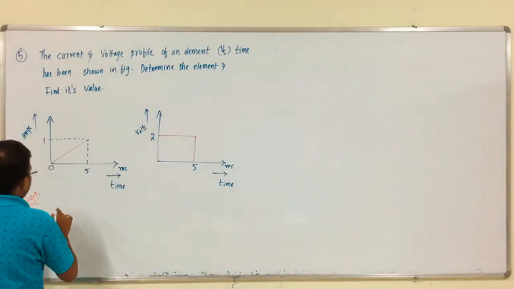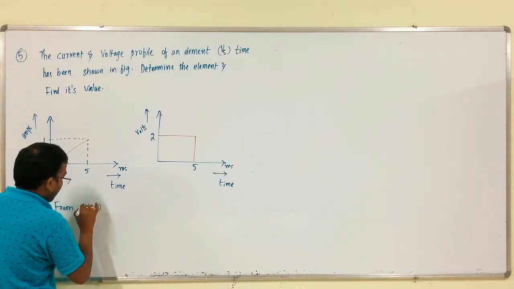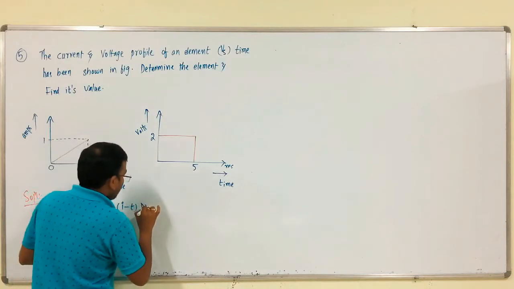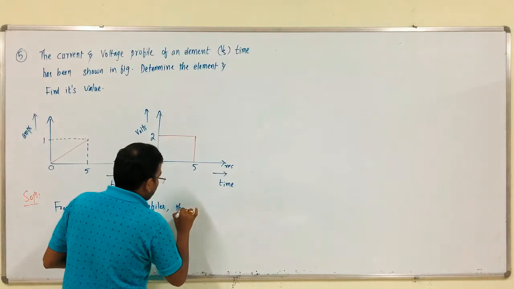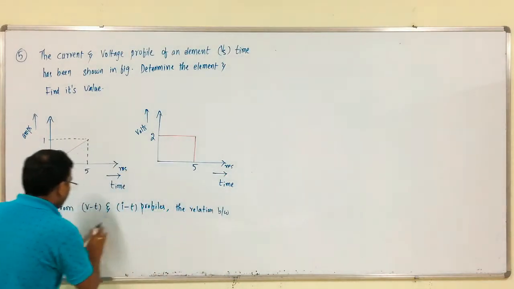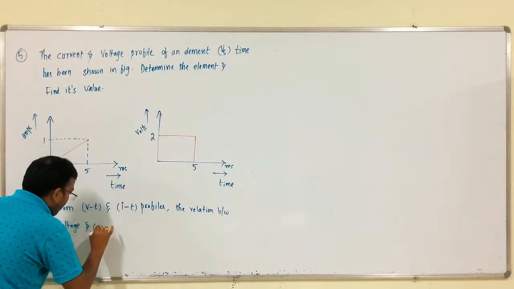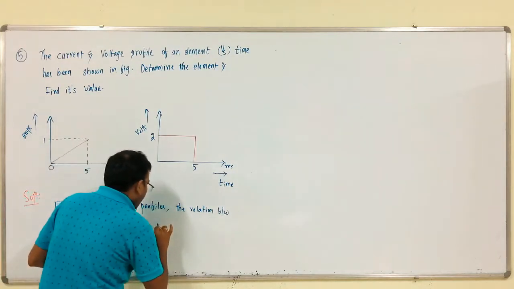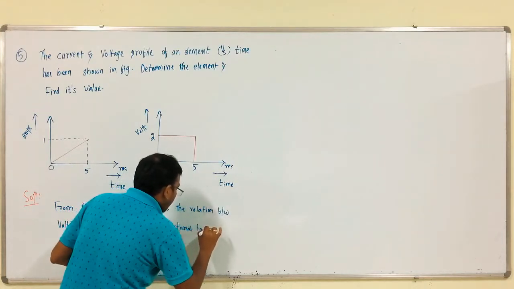So, from voltage time and current time profiles, the relation between voltage and current is not proportional to each other.